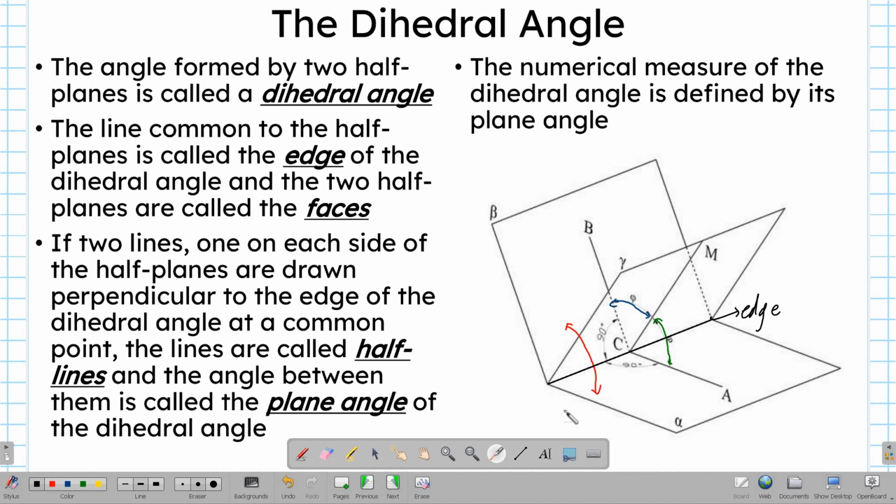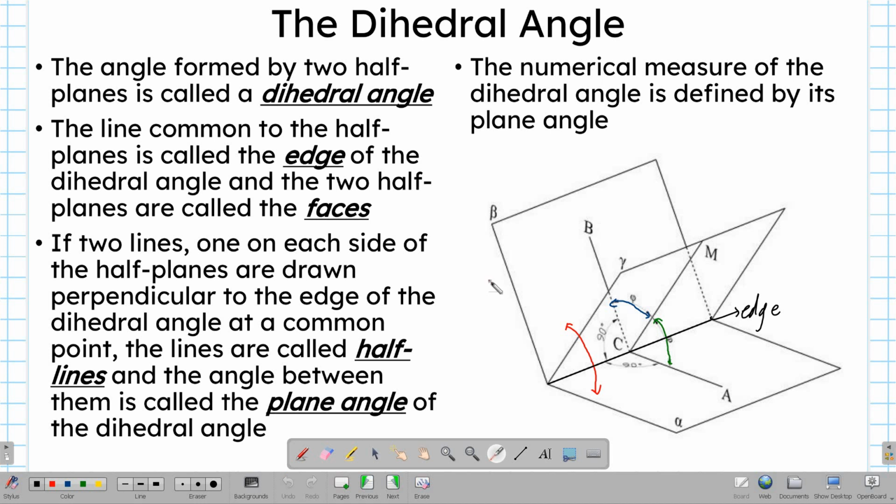It's just that we don't have a plane angle marked in red because we don't have line segments that would cover here. Why did we mention the plane angle? Because the measure of the plane angle defines the measure of the entire dihedral angle. So if we want to measure the dihedral angle, we just need to measure one plane angle within it.